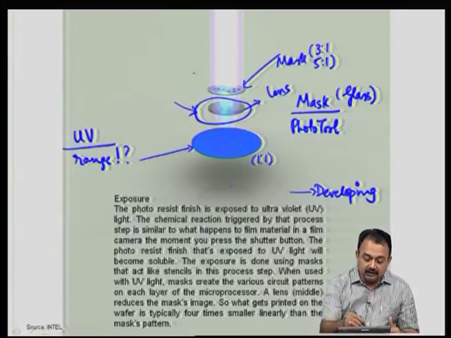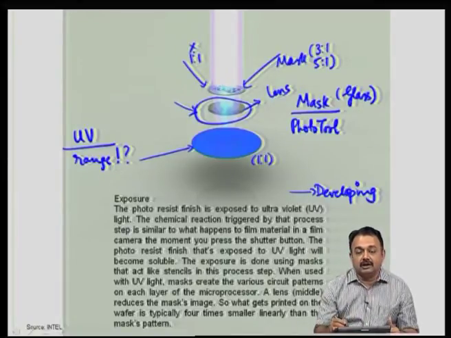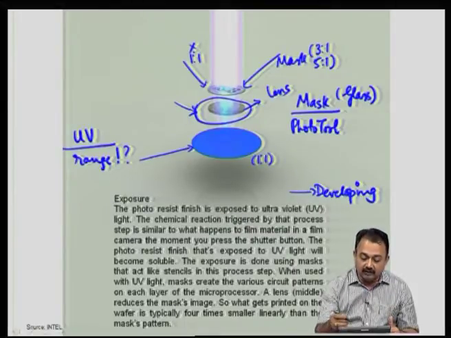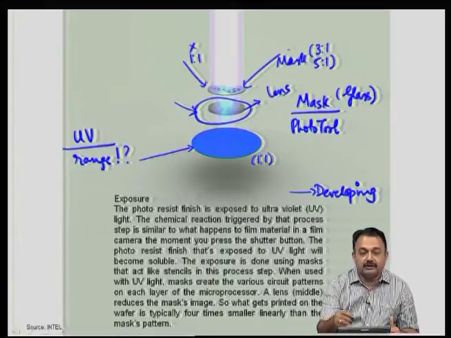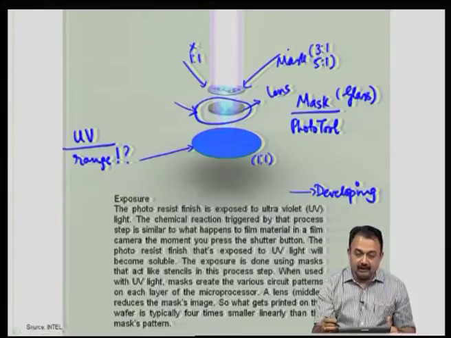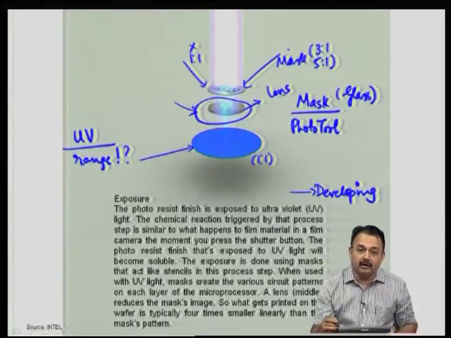So, typically in this kind of manufacturing, you do not want to start with a 1:1 mask, because if you use a 1:1 mask, you will lose out on the resolution. That is the reason why we start with a mask which is 3 times or 4 times or 5 times larger than the required dimensions.